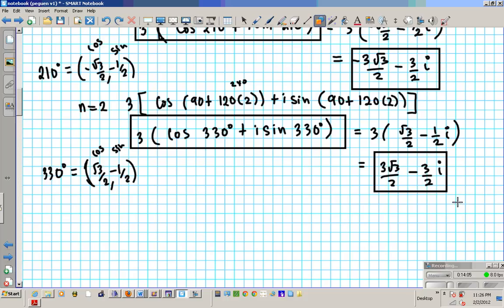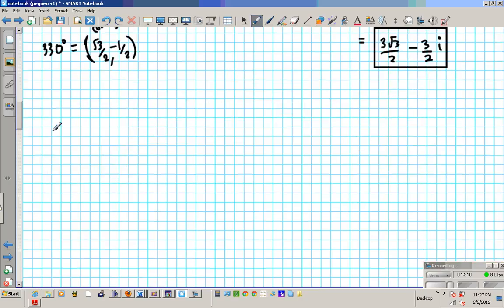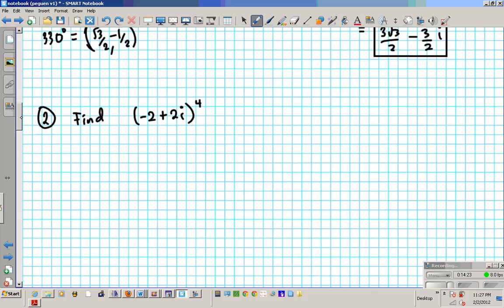What if I wanted to find the power of a number? Okay, number 2. We want to find negative 2 plus 2i to the 4th power. So what is that going to be? So if I apply De Moivre's theorem, it's basically going to be r to the n times cosine n theta plus i sine n theta. Alright? That's what it's going to be. So to do this, I need to find r and theta first, and then we can apply this rule.